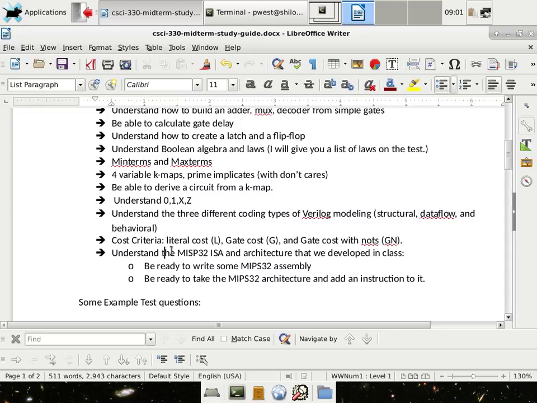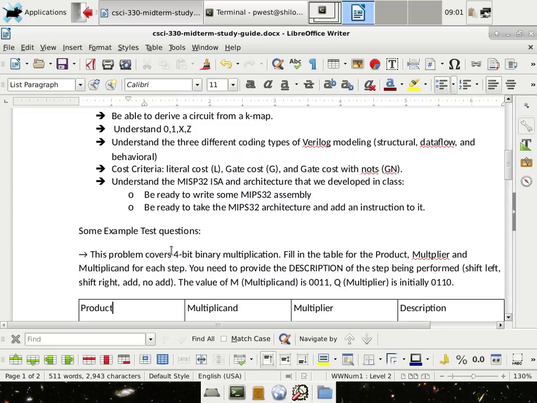So be ready to take the MIPS 32. It's like 9 o'clock in the morning. And add an instruction to it. Garlic knots are good.